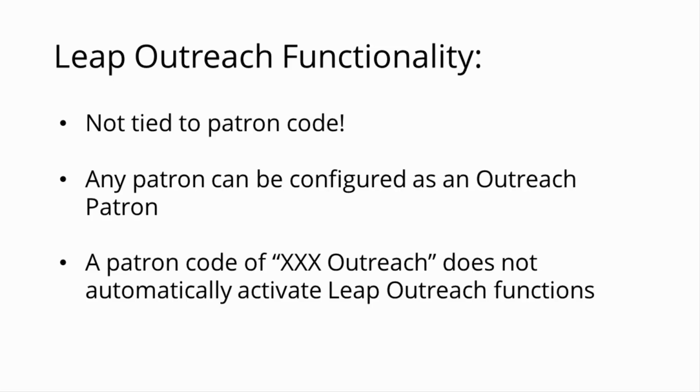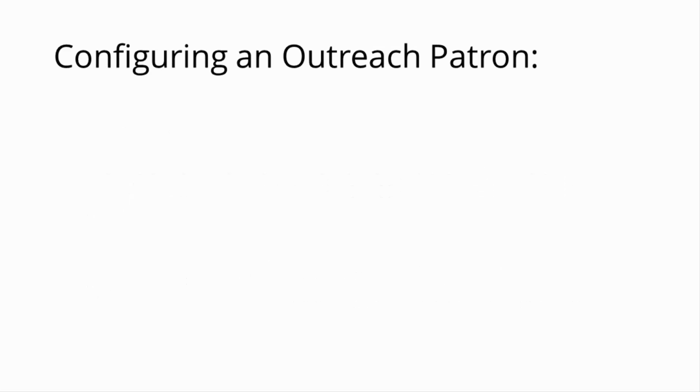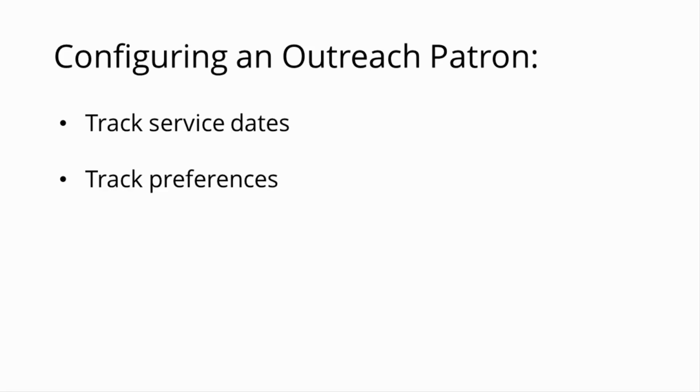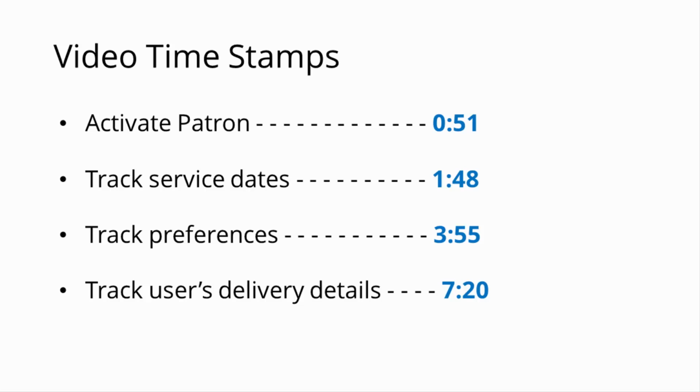the Polaris Outreach function. By designating a patron as an Outreach patron in the Polaris functionality, staff will be able to track service dates, track preferences, and track the user's delivery details. This video will be longer than our usual videos. Feel free to zoom ahead to the section you are interested in watching. Timestamps for each section are listed in this slide.